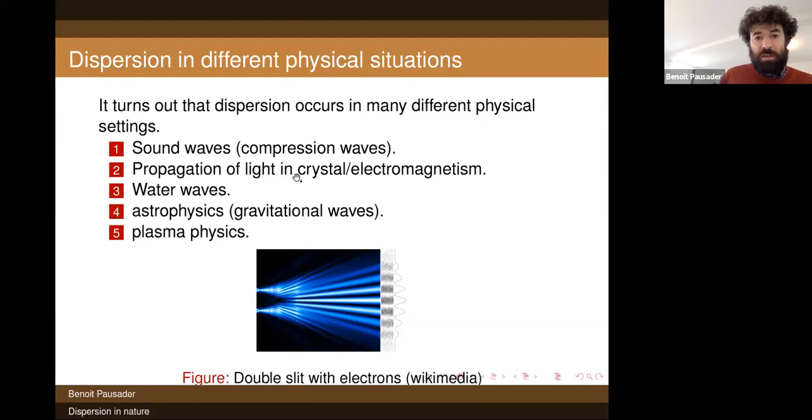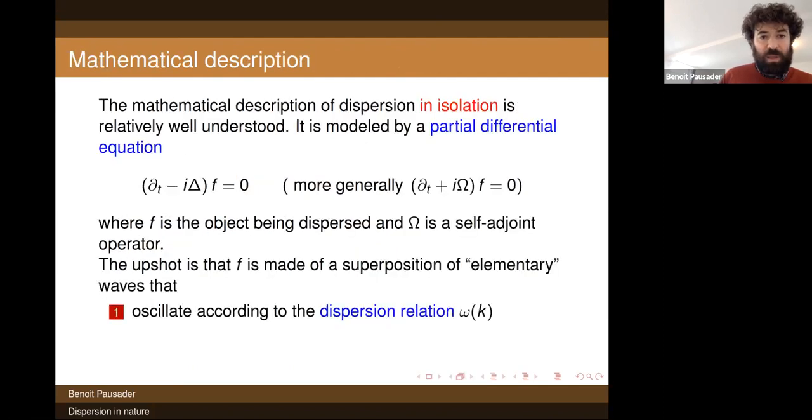It's also what describes the propagation of light in certain cases. This is what describes the propagation of waves in the water or at sea, and this is really what we're going to focus on most. But it also appears in astrophysics and in plasma physics. Mathematically, at least in the purest case, when you can completely isolate it, it is reasonably well understood. It's understood in terms of a simple partial differential equation, and the simplest one, the poster child of the dispersive equations, is the Schrödinger equation.